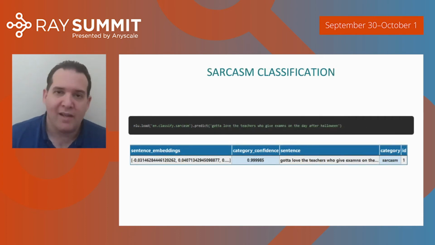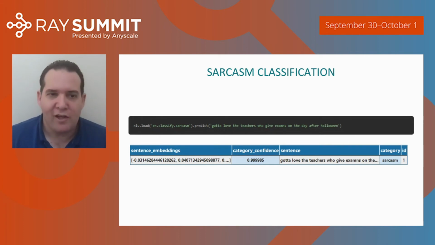And one more example, there's also a sarcasm classifier that comes pre-built. So NLU.load en.classify.sarcasm. Gotta love the teachers who give exams on the day after Halloween. Okay. Which is classified as sarcasm with 99.9985 probability.